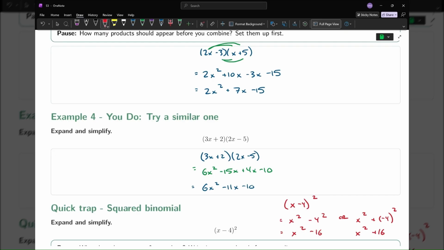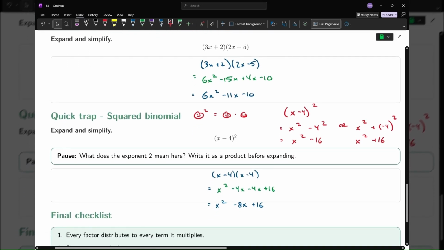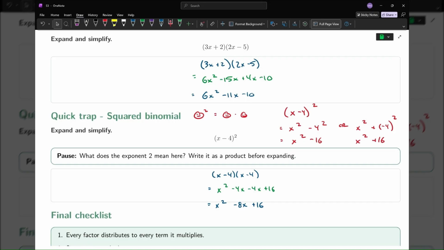The second one's maybe a little better, but they're both wrong because anything squared, if I have smiley face squared, it's equal to smiley face times smiley face. So x minus 4 squared is going to be x minus 4 times x minus 4, which is going to be x squared minus 8x plus 16. From the complete the square video, if you've watched that already, that's a familiar pattern too. So that's one especially where you can skip that middle step if you want to. It's all good.